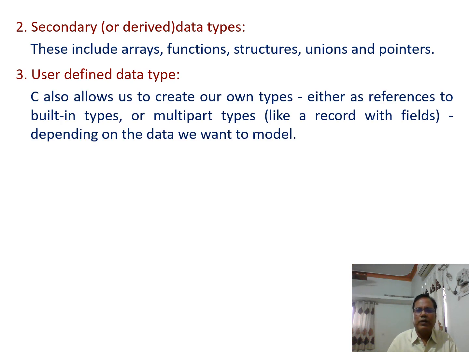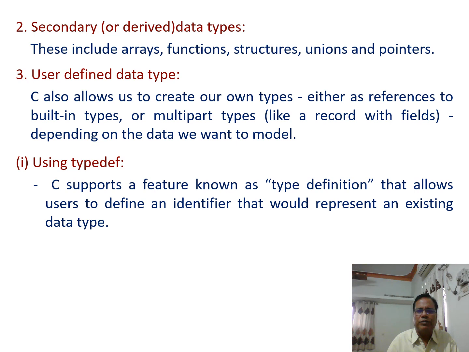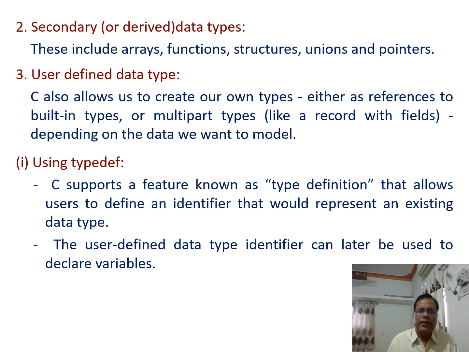C allows us to create our own types, either as a reference to built-in types or as a multi-part type like a record with fields, depending on the data we want to model. Using the typedef keyword, C supports a feature known as type definition that allows the user to define an identifier that would represent an existing data type.